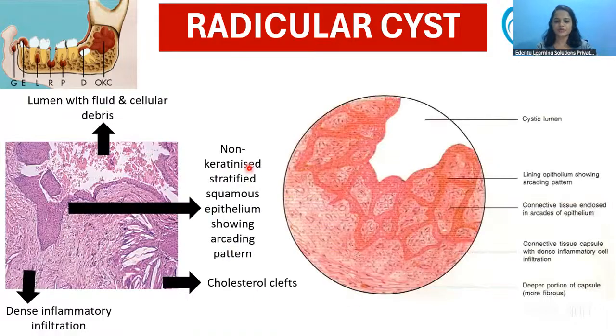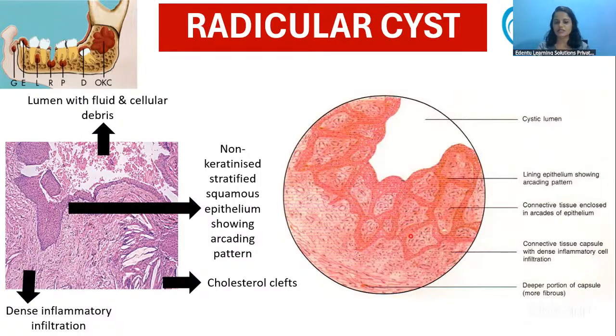Now coming to histopathology, the radicular cyst also shows its own characteristic histopathology. Again, we are discussing it in three parts: lumen, epithelial lining, and the connective tissue wall. The lumen will have lots of fluid and cellular debris like this. The lining is usually made of non-keratinized stratified squamous epithelium, and it shows a peculiar pattern called the arcading pattern.